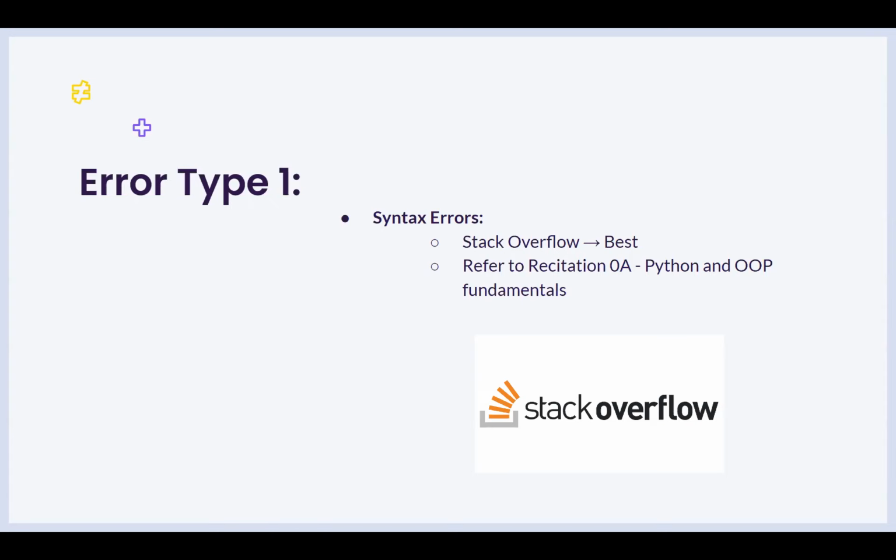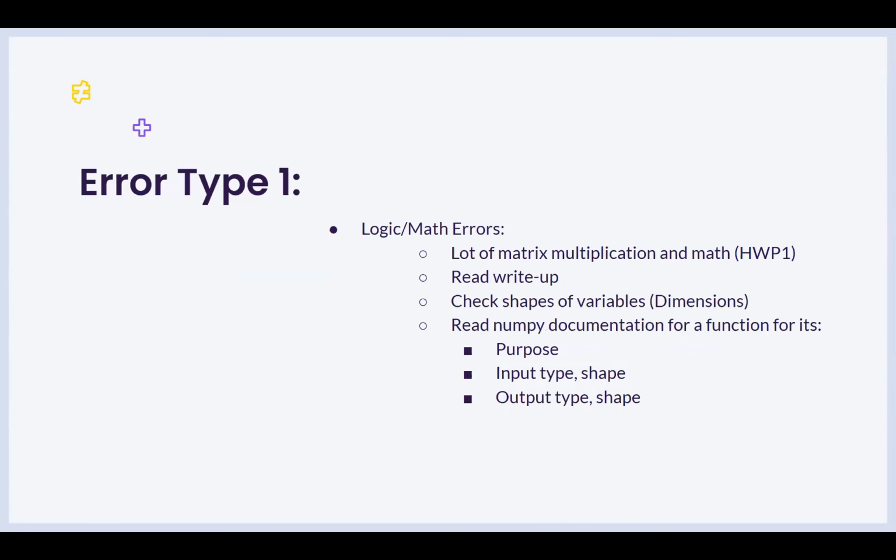For syntax errors, even TAs mostly use Stack Overflow, and it is the best source for searching this. As we'll see in the demo later, if there is a syntax error, Colab will directly give you a link to Stack Overflow, which you can use. And referring to Recitation 0A of Python and OOP fundamentals is also imperative, because that goes over a lot of the programming aspects that are required for this course.